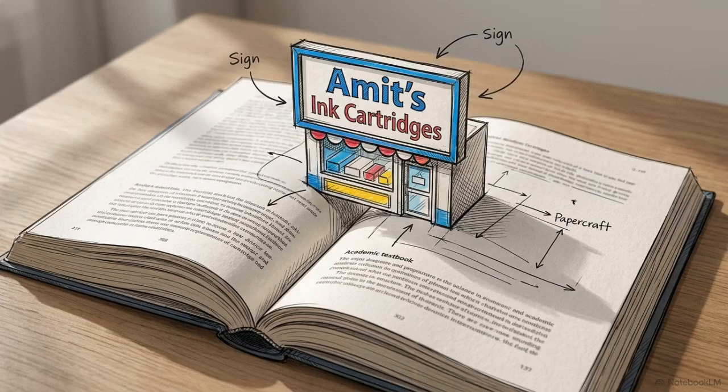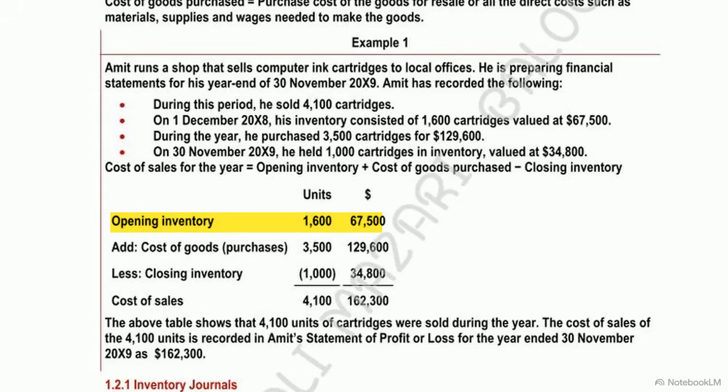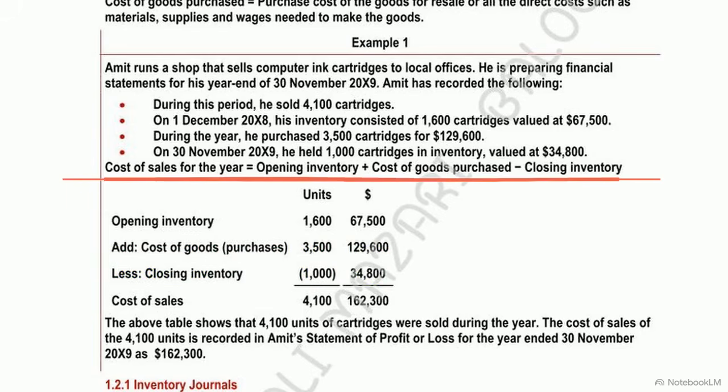Let's test this logic using an actual scenario from the F3 textbook. Example 1, featuring Amit's ink cartridge shop. Look at this data from Amit. First, opening inventory, $67,500. Next, purchases, $129,600. Finally, the physical count reveals $34,800 remaining. These numbers feed the periodic equation. Cost of sales equals opening inventory plus purchases minus closing inventory.